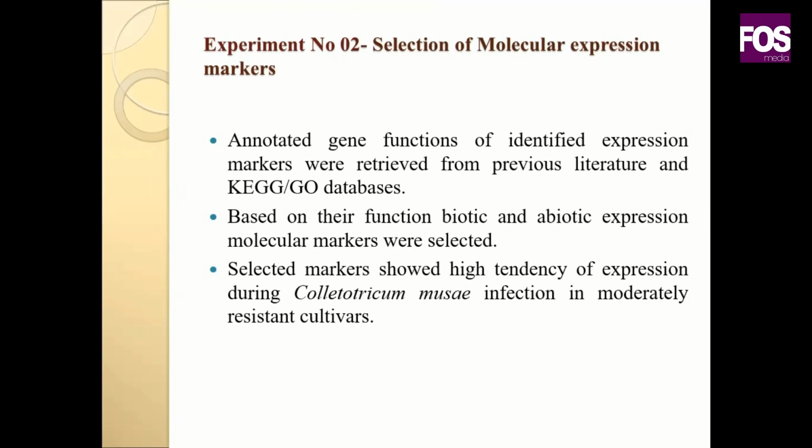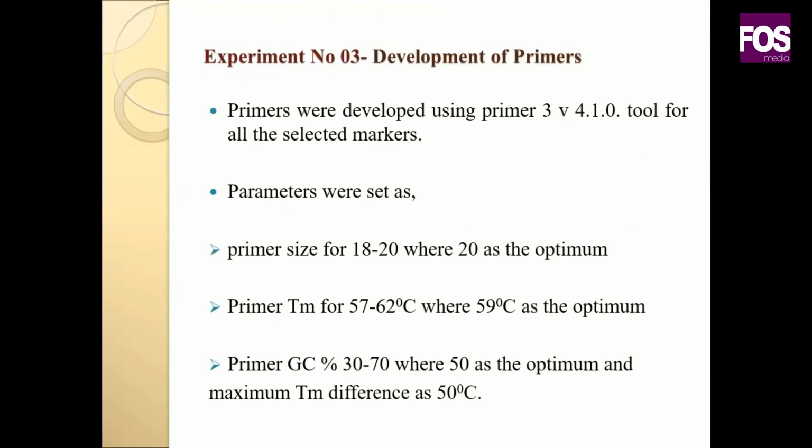Then the selected markers showed a higher tendency of expression during Colletotrichum musae infection in moderately resistant banana cultivars like CNE. Then, as a third experiment, we developed primers based on the selected expression markers. Primers were developed using the Primer3 version 4.1 tool for all these selected markers.